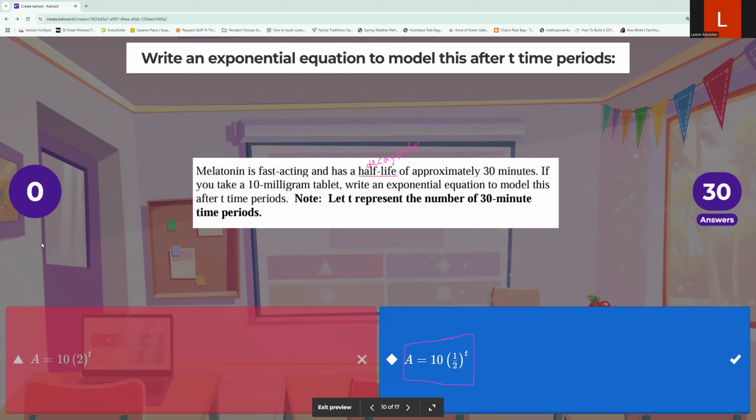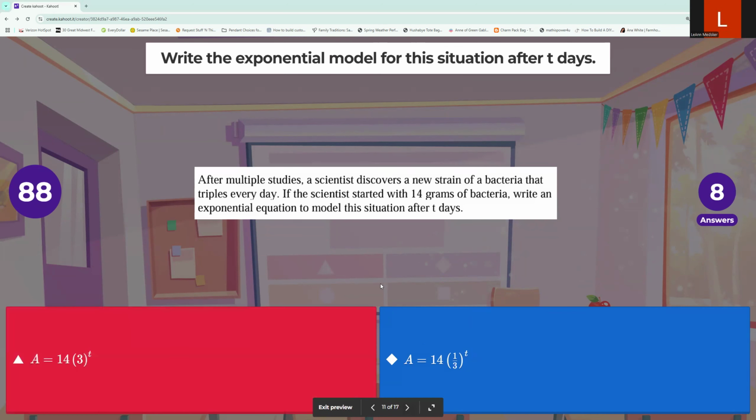All right, let's look at another one. After multiple studies, a scientist discovers a new strain of bacteria that triples every day. If a scientist started with 14 grams of bacteria, write an exponential equation to model this situation. So tripling is the growth factor. Notice 14 grams is what we started with, 3 is the growth factor for triples, and then t is the power, okay?